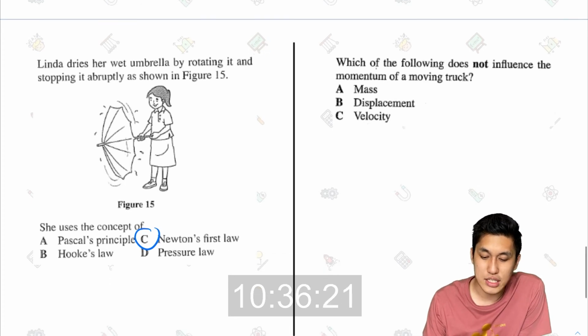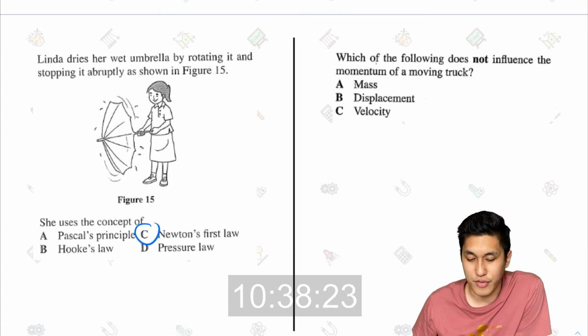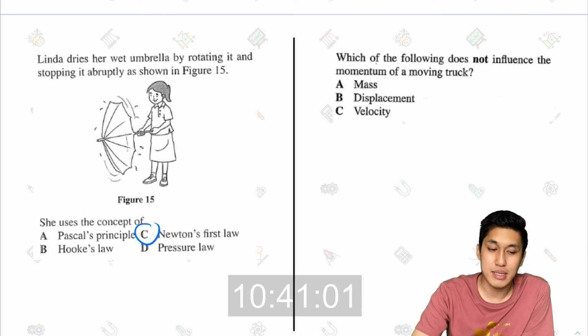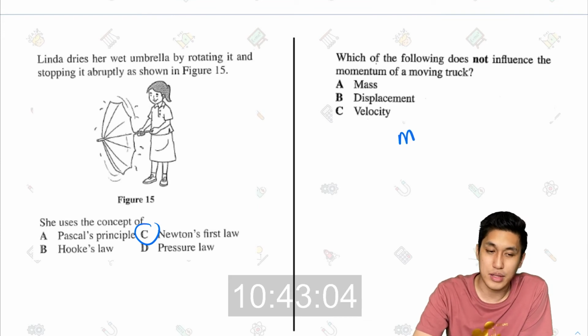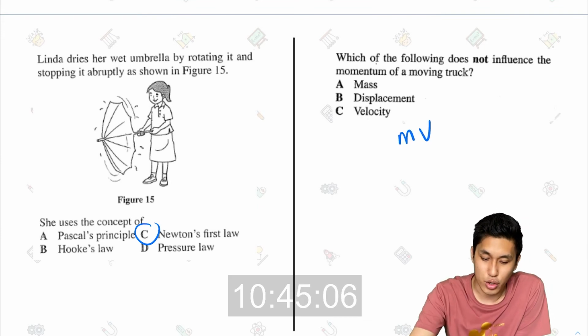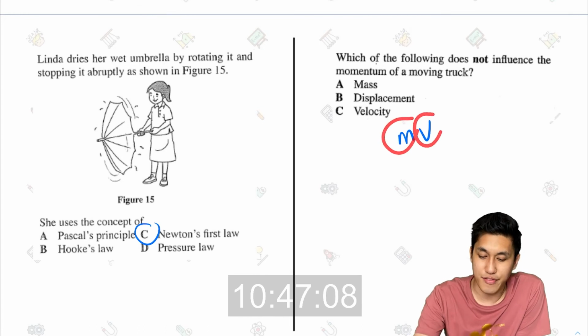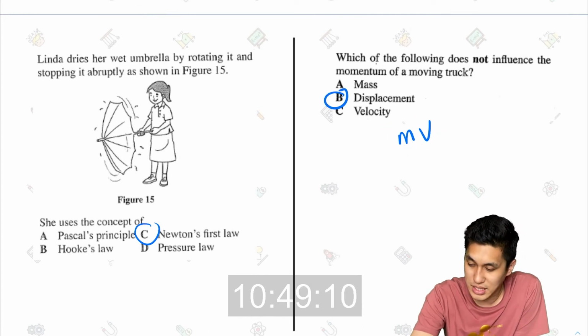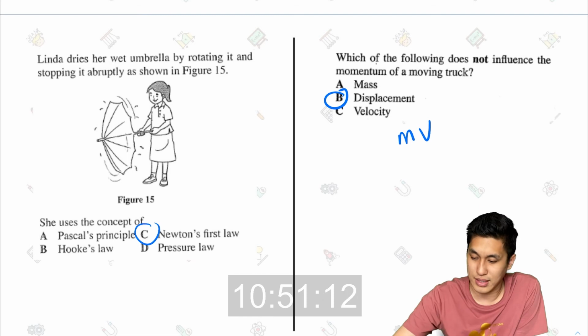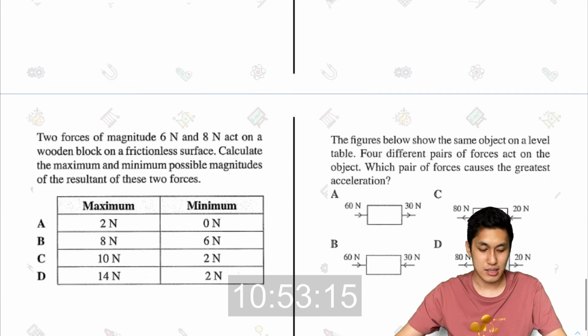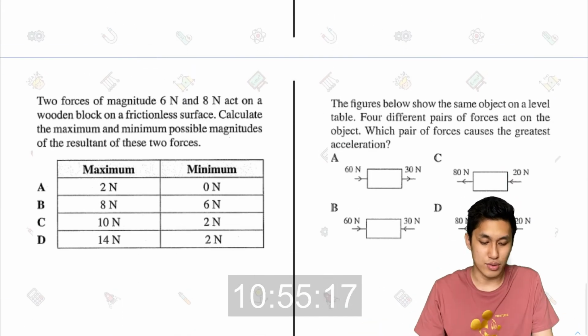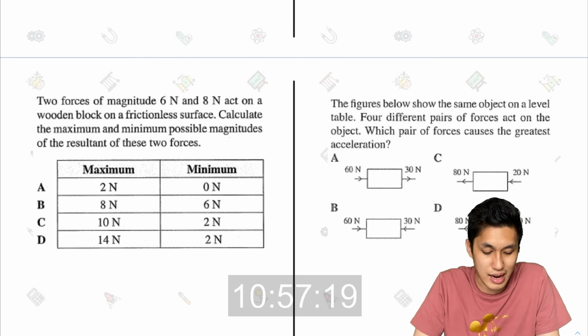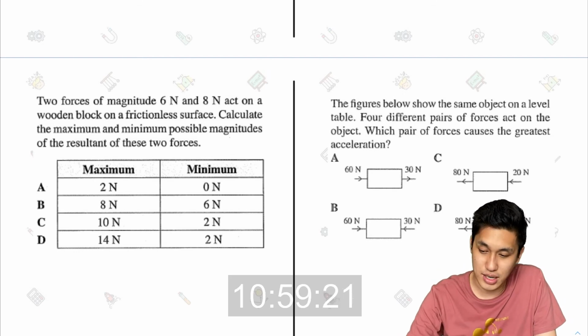Which of the following does not influence the momentum of a moving truck? So momentum is calculated using m multiplied by v. So only the mass and the velocity affect the momentum. The displacement does not. So that's B. Next, two forces of magnitude 6 newtons and 8 newtons act on a wooden block on a frictionless surface.